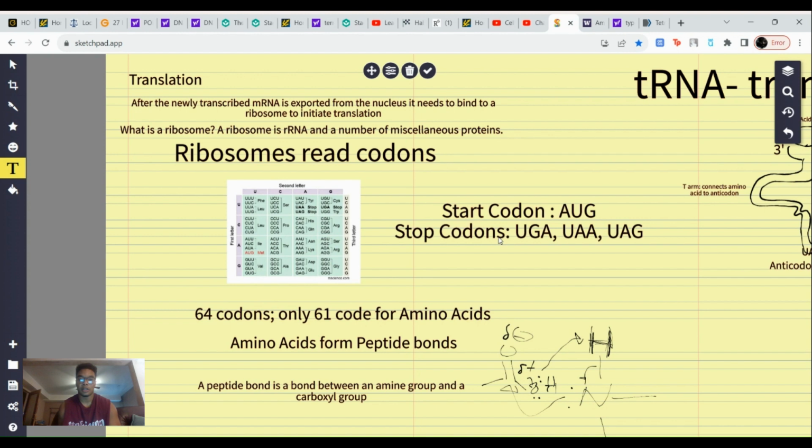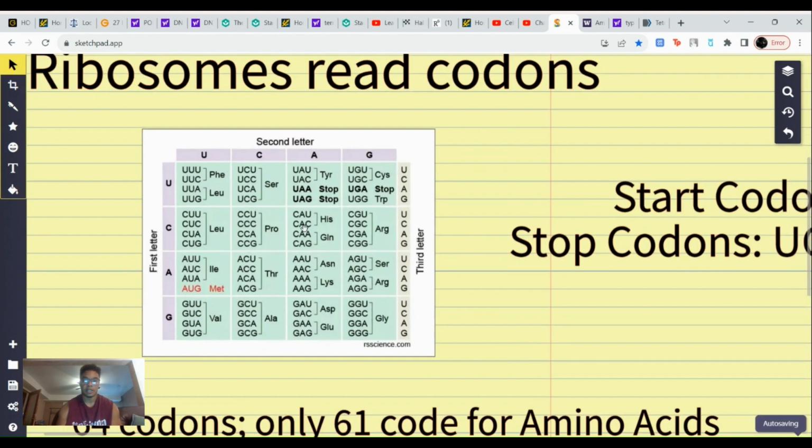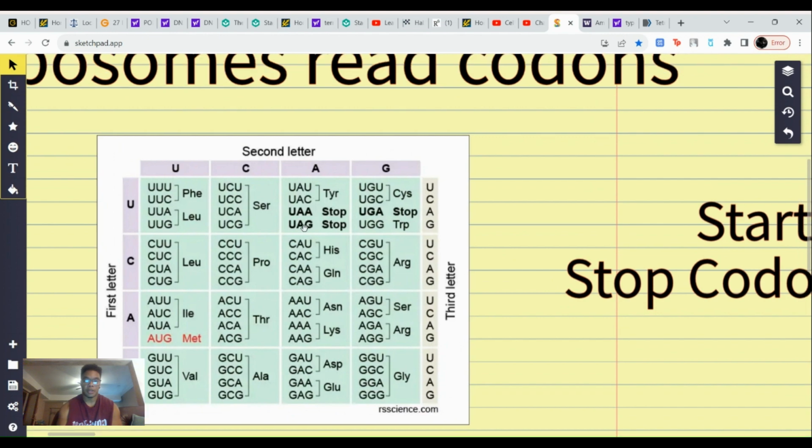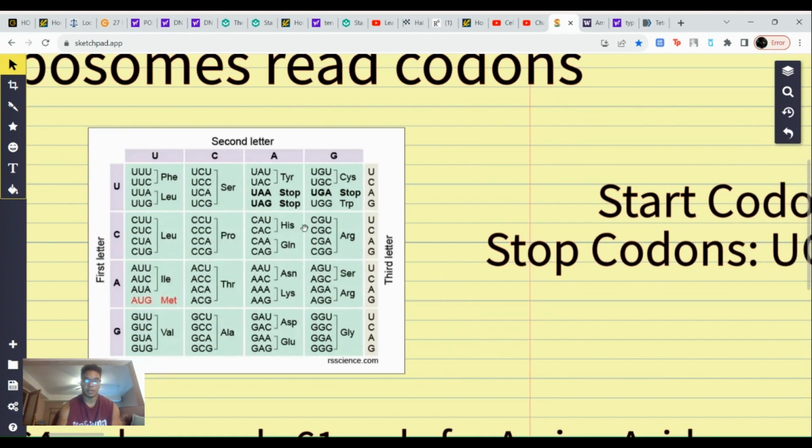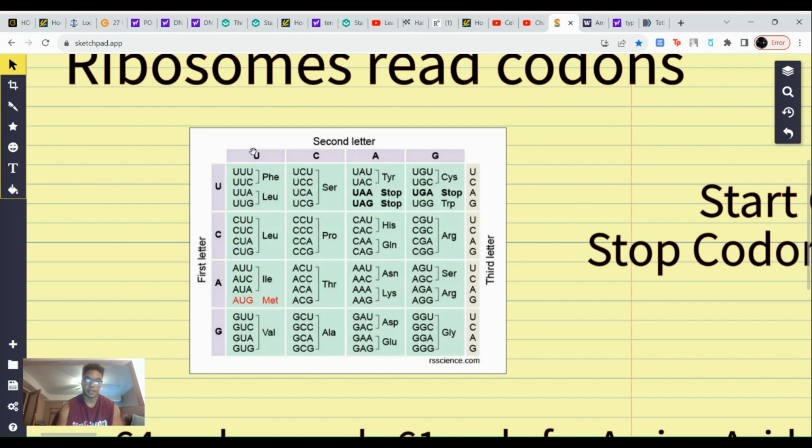Ribosomes read codons. As we know, the mRNA is composed of a long chain of nucleotides. Every 3 nucleotides is considered a codon. I've attached an image here, and I'm going to go through this so that it's a little bit more clear. If you look at the chart here, the first letter is going to be here. So we have U, C, A, and G. The second letter is going to be here. So we have U, C, A, and G.